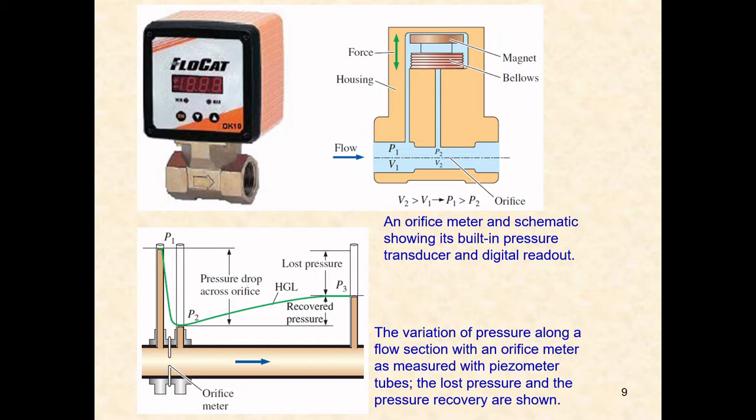Another figure here shows the variations of pressure along the flow section with an orifice meter, as measured with a piezometer tube. So we measure the variations of pressure with piezometer tubes. We have one piezometer tube before and after the orifice meter. The pressure loss and the pressure recovery are shown.